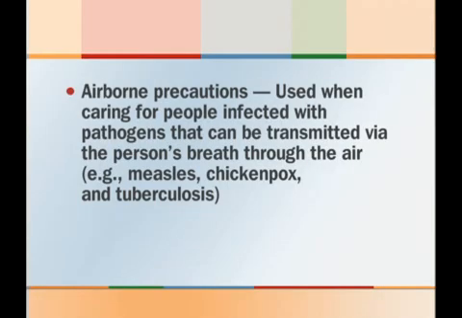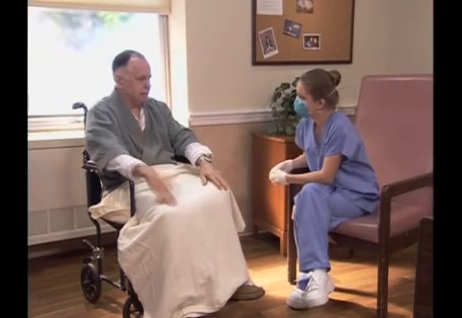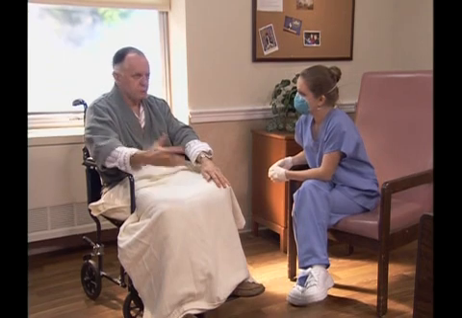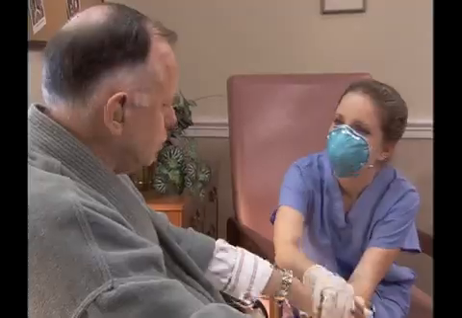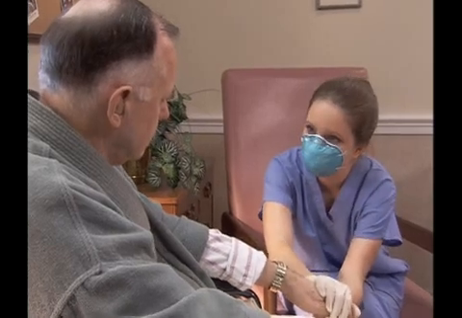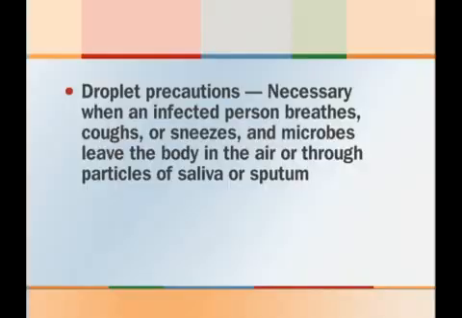Airborne precautions are used when caring for people infected with pathogens that can be transmitted via the person's breath through the air. Infections that are transmitted by airborne particles that are then breathed in include measles, chickenpox, and tuberculosis. Airborne precautions include placing the person in a private room and wearing a mask when providing care. When the person leaves the room, he is required to wear a mask also.